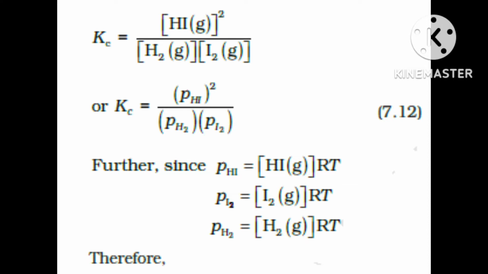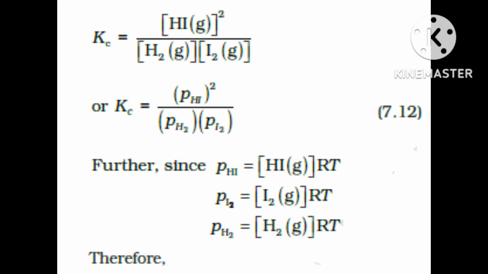This is an important thing, don't forget. P is directly proportional to C. It means in the place of C, you can write P. This is important. P is directly proportional to C. Then in the place of concentration, you can write the term P. This is very, very important.